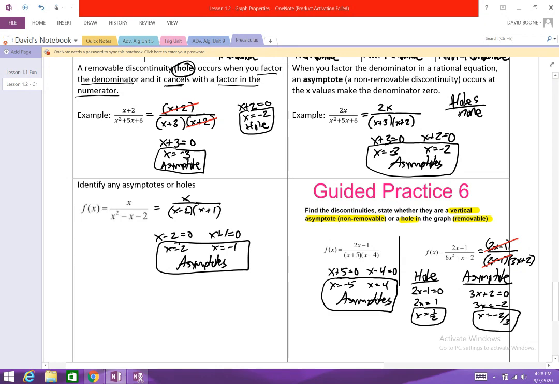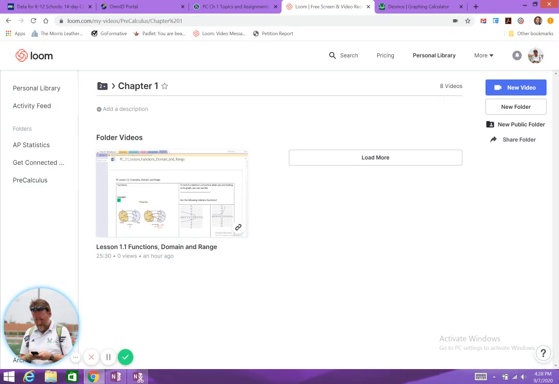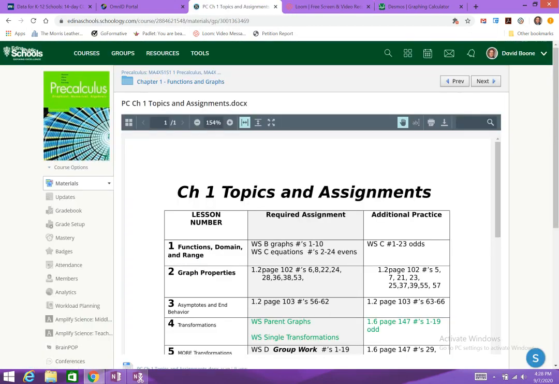So good work, everybody. What you should be able to do now is these problems on page 102. If you want some additional practice, there are some available there as well.